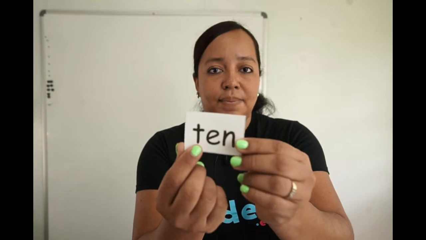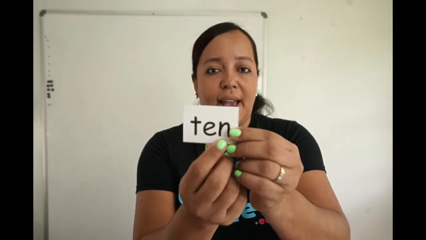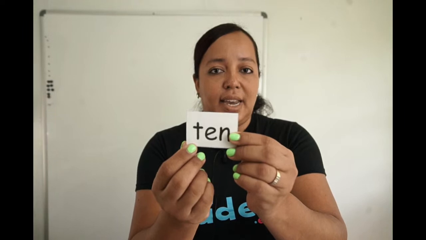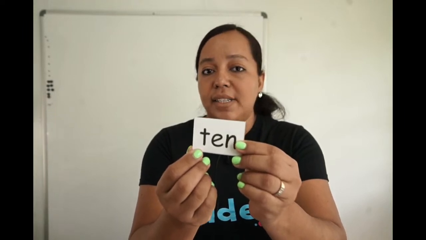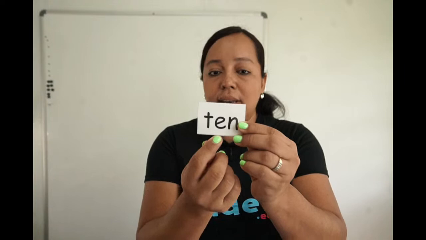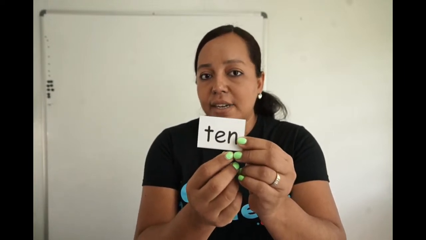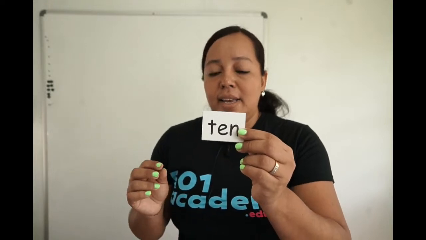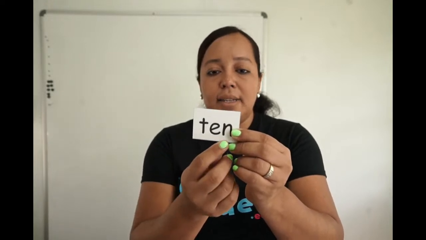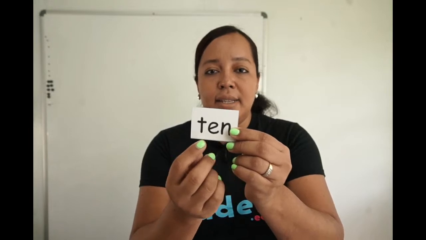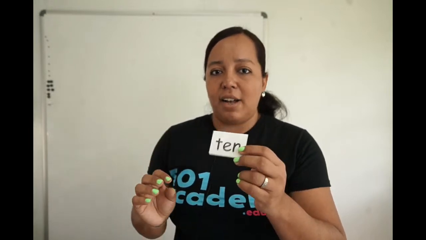Let's blend these sounds together to make a word. Can you help me? T, E, N. Let's say the song. What's the song for letter T? T. Letter E says eh. And our final letter, N. T, E, N, ten. Awesome, boys and girls. Good job.